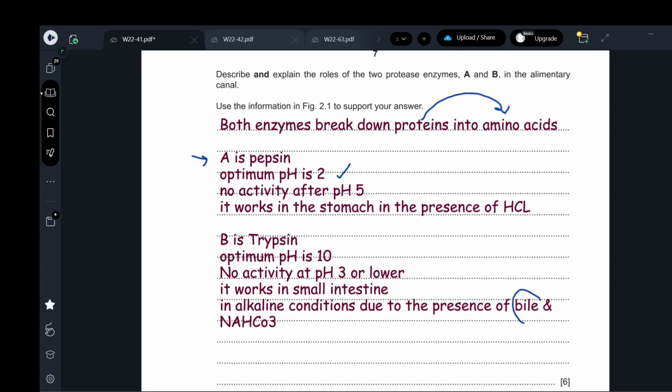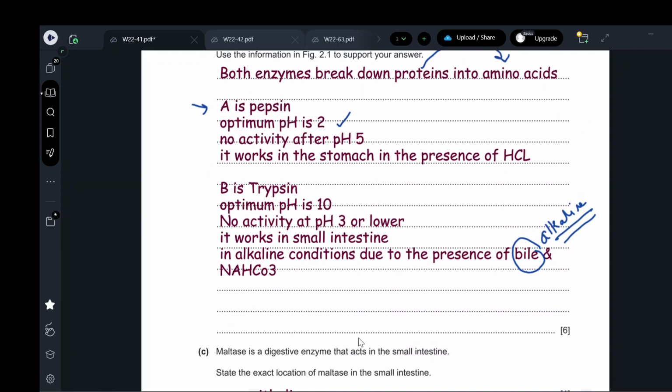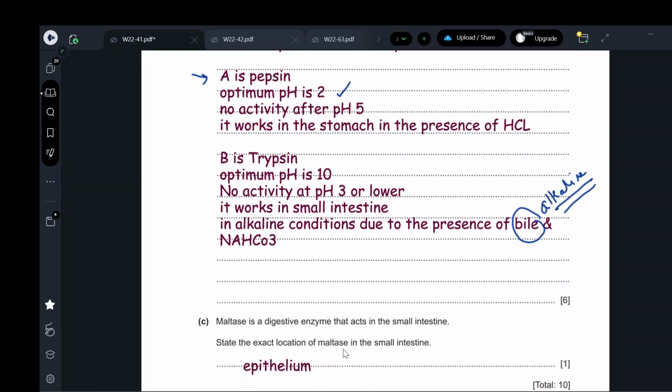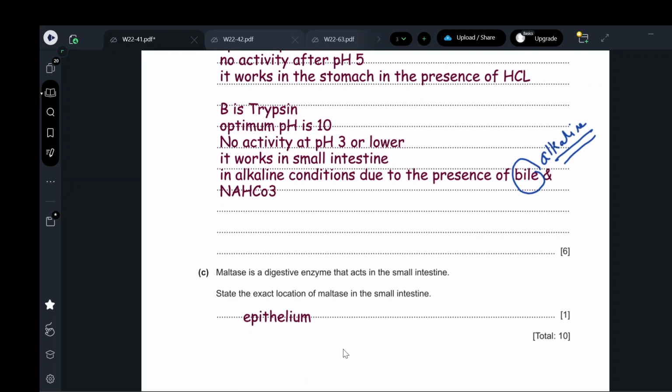Remember that the bile juice secreted from the liver and the gallbladder is alkaline. It neutralizes the acidity and provides optimum pH for the pancreatic enzymes. Maltase is a digestive enzyme that acts in the small intestine. State the exact location of maltase. Maltase is secreted from the epithelial cells of the small intestine, cells from the epithelium. It digests the maltose sugar into glucose.